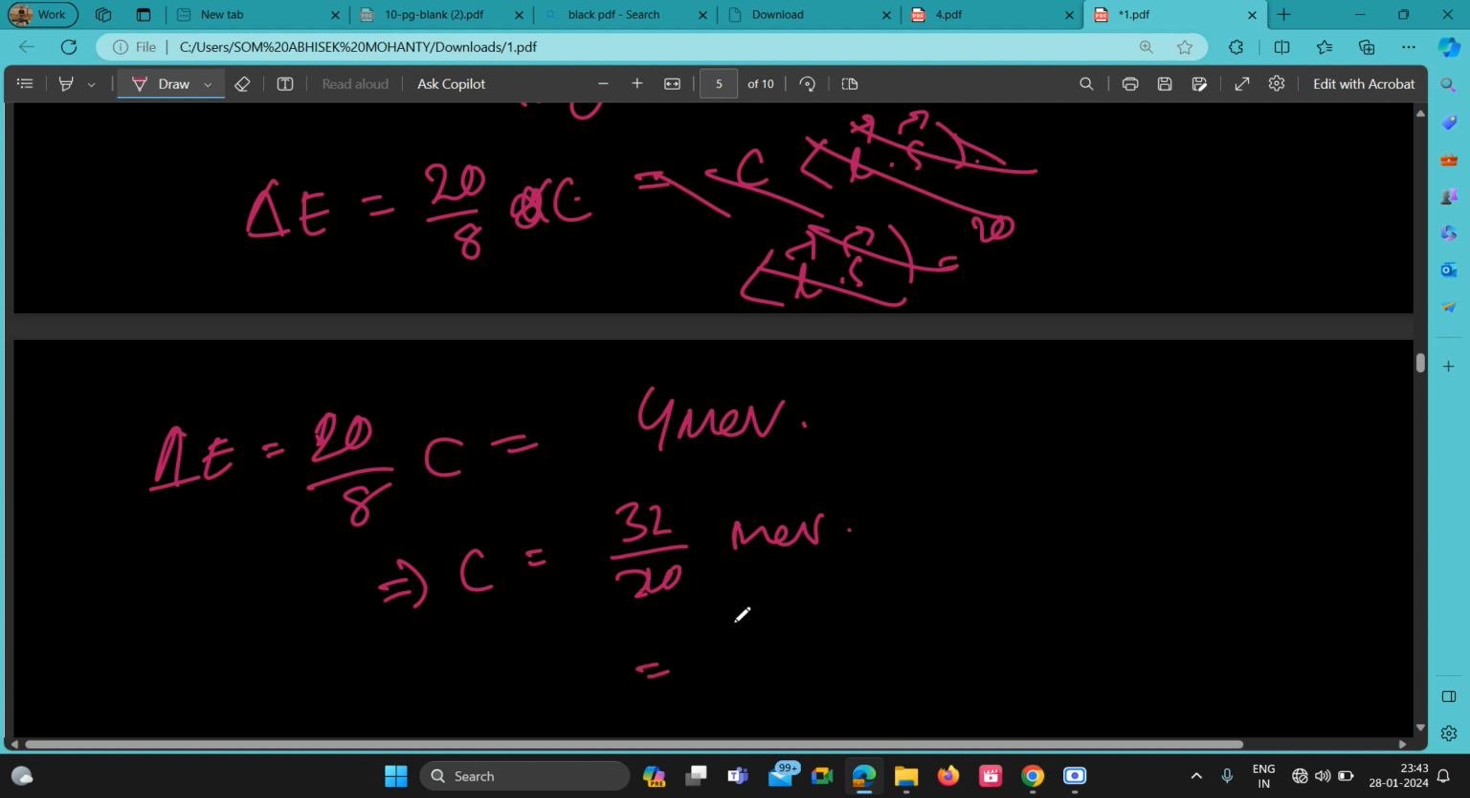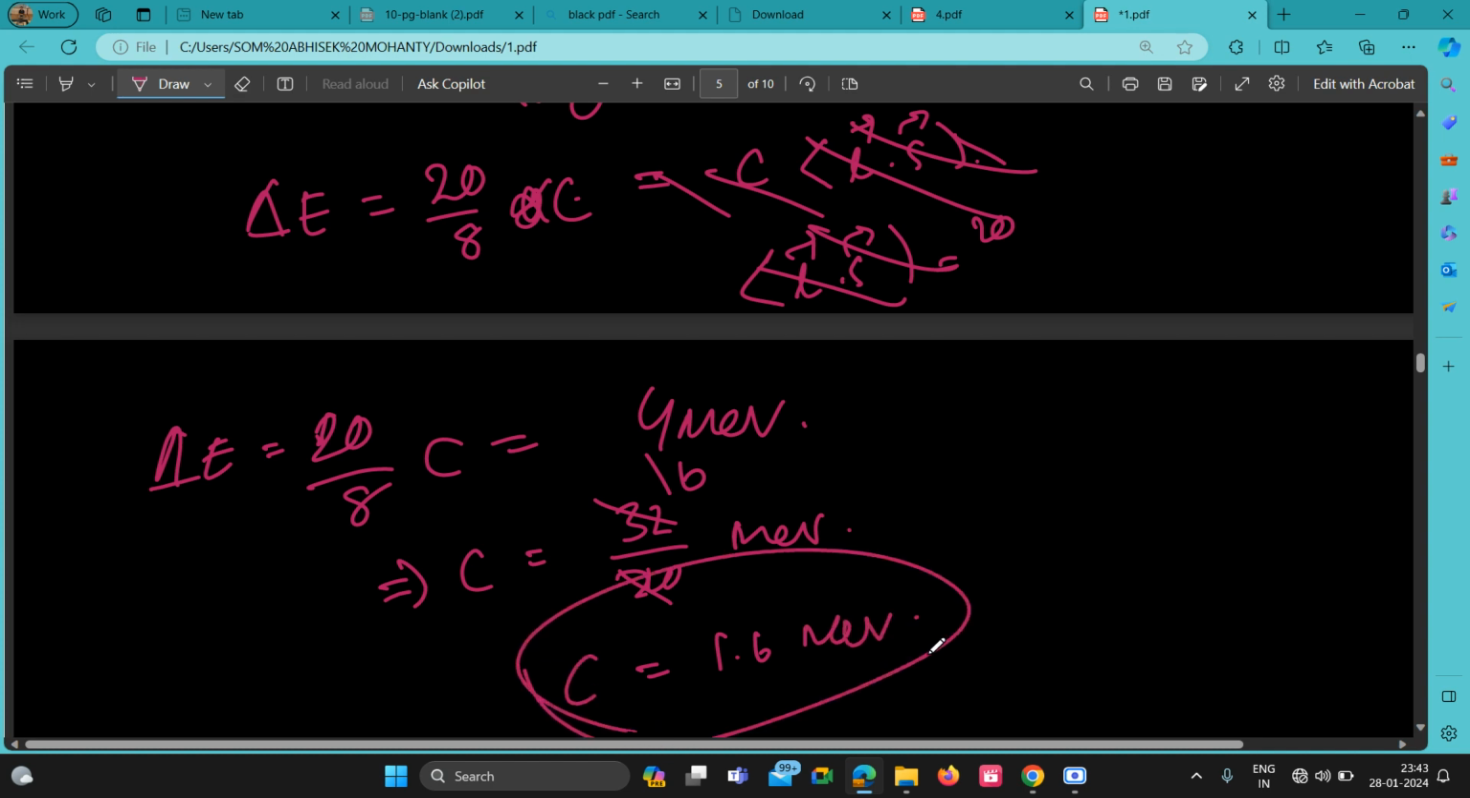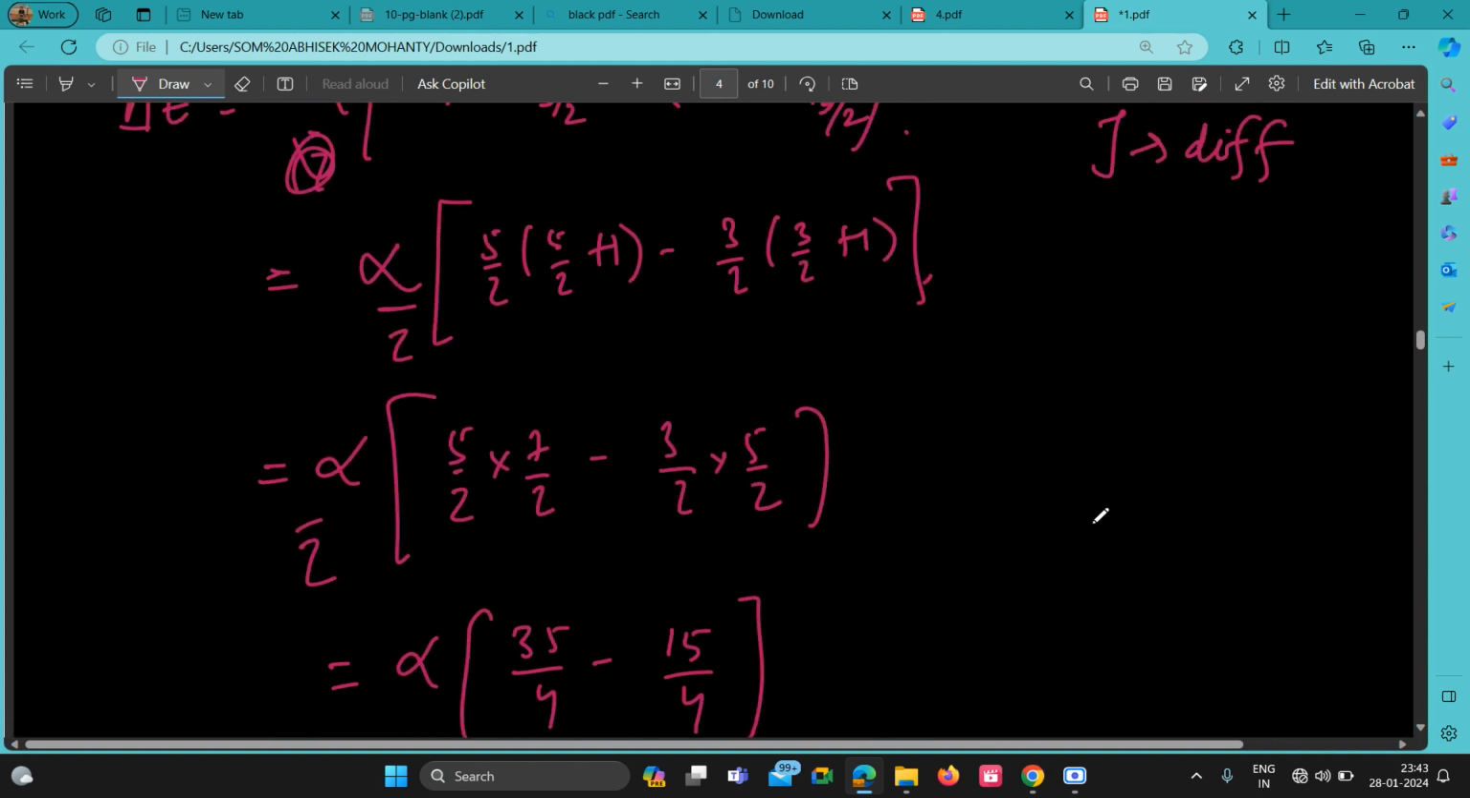If you calculate it, that would be 16 by 10, that means 1.6 MeV. So the C value is 1.6 MeV. That's the answer. This is easy actually. It's just that you need to practice more in this topic.